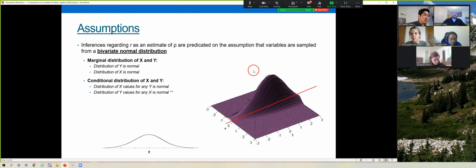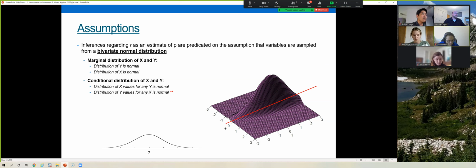Okay, now I've got this asterisk because, again, when we were talking about the difference between correlation and regression, for my correlation to be valid, I'm assuming a bivariate normal distribution, which assumes a conditional distribution of both x and y. Now, for regression, the distribution of y for any x being normal, that doesn't hold, right? I don't have conditional distributional assumptions of y conditional on x.